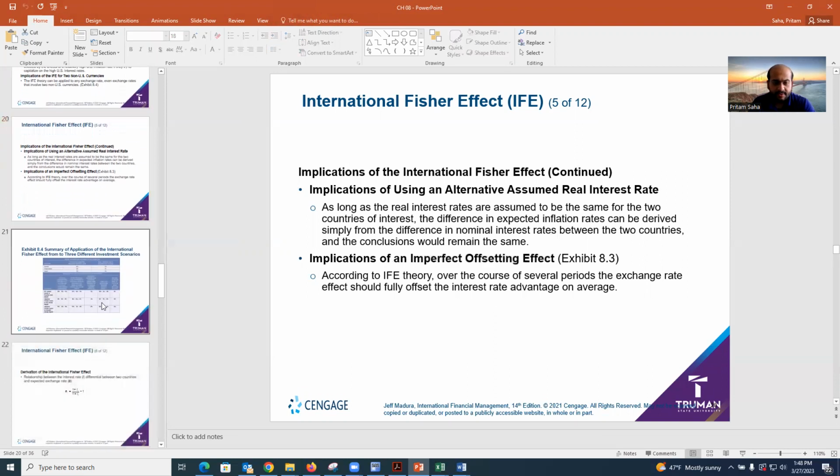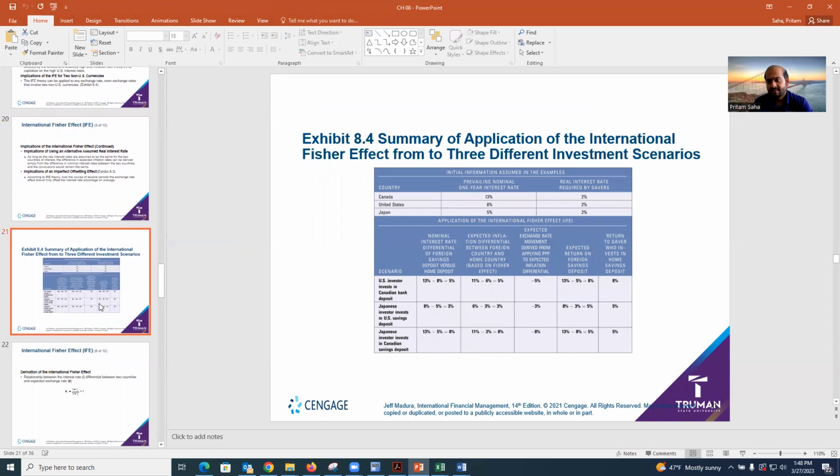So now, some examples here. If we look at this table, you can see that right now, the interest rate in Canada is 13%, the US 8%, and Japan 5%. We just hypothetically assume that the real interest rate is 2% for all these three countries. If this is true, look at the nominal interest rate differentials of foreign savings versus home savings, a foreign deposit versus a home deposit. So if a US investor is putting money in Canada, it should have around 13%, whereas if a US investor is putting money in the US, it should have 8%. So the interest rate differential is 5%.